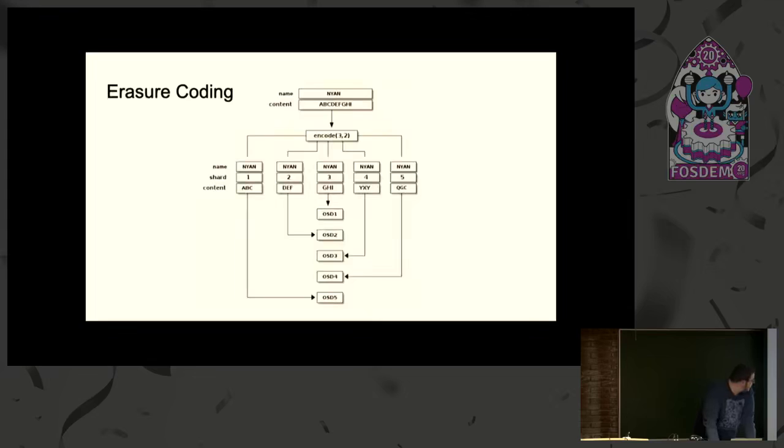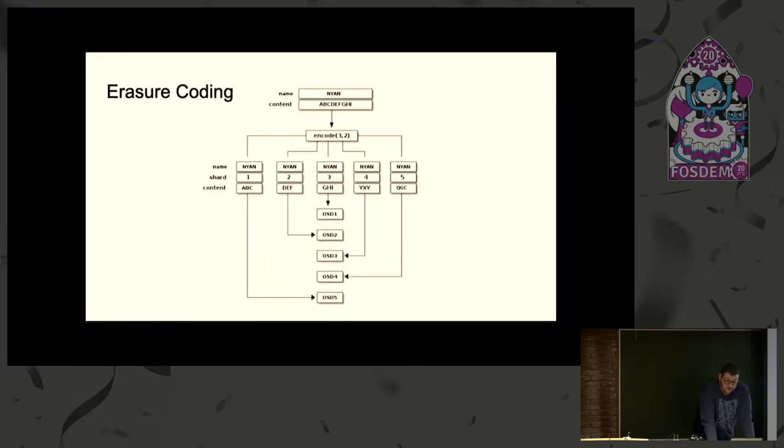So this image is taken from the Erasure coding docs in Ceph, and it's specifically for K equals 3 and M equals 2. So 2 parity shards for every 3 data shards. So in Ceph, when you create a new pool, you specify if you want it to be Erasure coded or not, and also which Erasure coding algorithm you want to use.